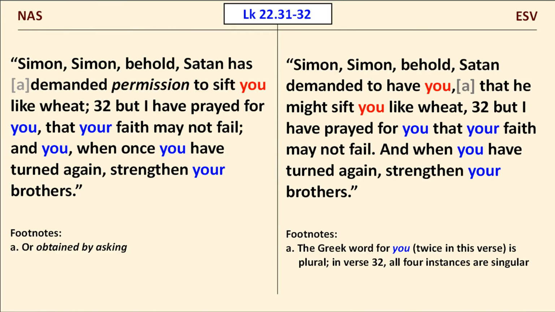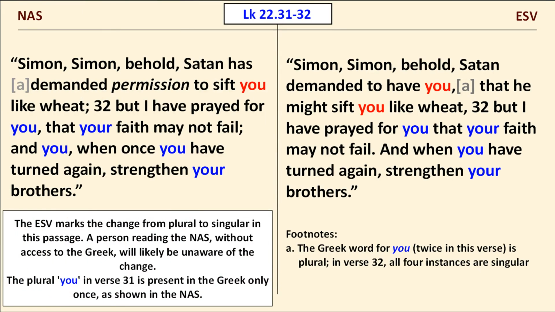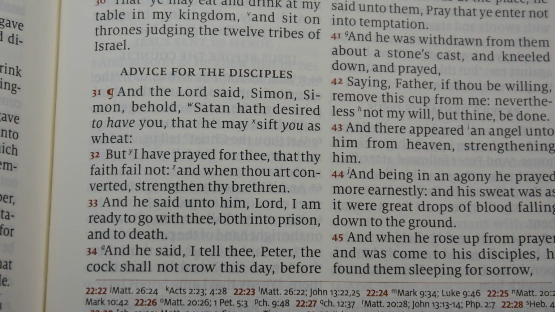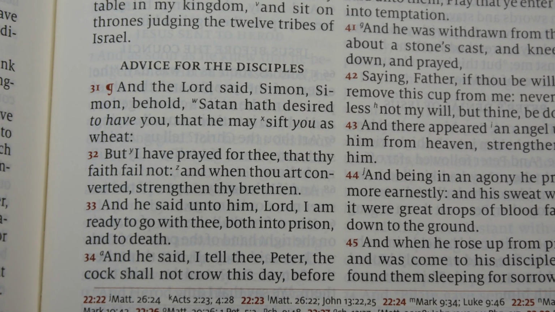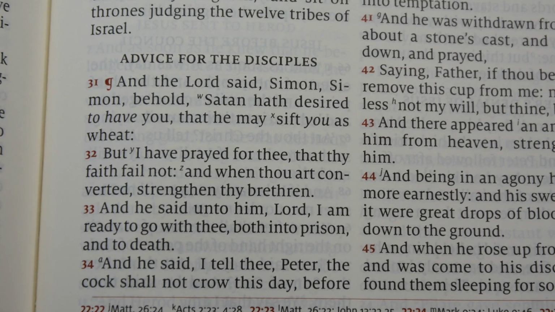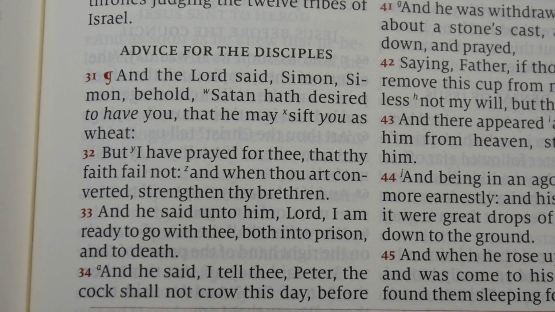For our final example on the topic of plural pronouns, we move to Luke chapter 22, verses 31 and 32. The ESV marks the change from plural to singular in this passage with the footnote to the right. But a person reading the NAS without access to the Greek will likely be unaware of the change. By the way, the plural "you" in verse 31 is actually present in the Greek only once, as shown in the NAS. Here's the way this passage reads in the KJV. The shift from plural to singular there is obvious.